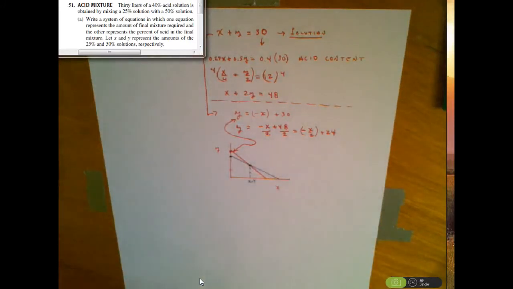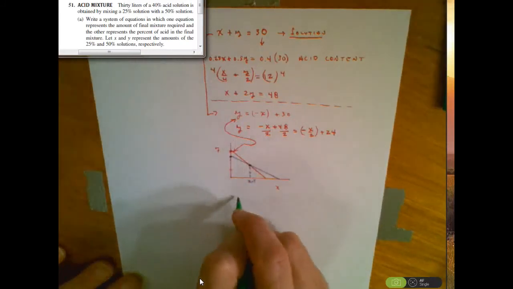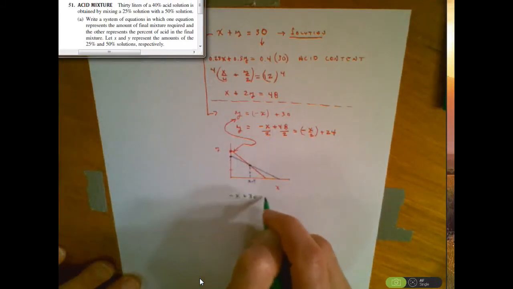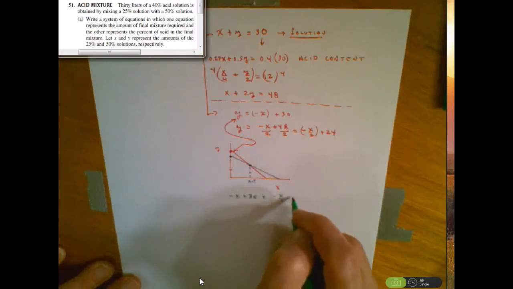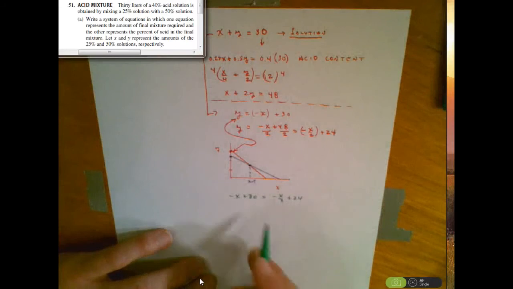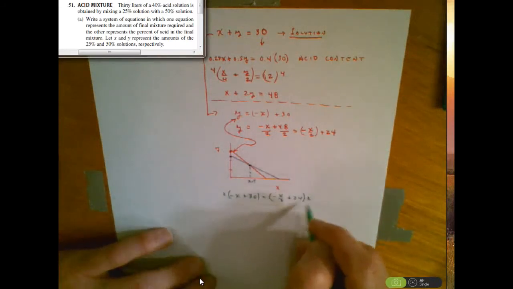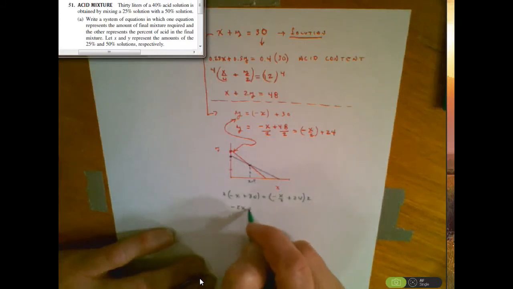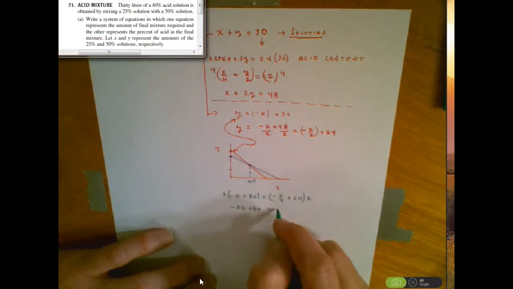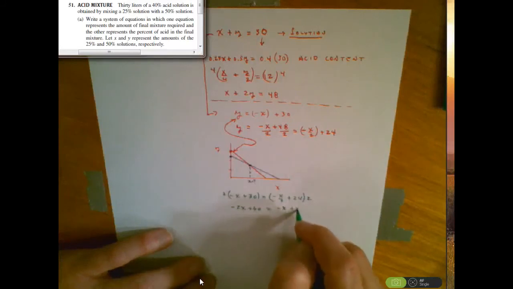So let's do that by solving these two equations. Since we have it easily set up for substitution, I'm going to say negative x plus 30 is equal to negative x over 2 plus 24. I'm going to multiply both sides by 2. So this is negative 2x plus 60 is equal to negative x plus 48.